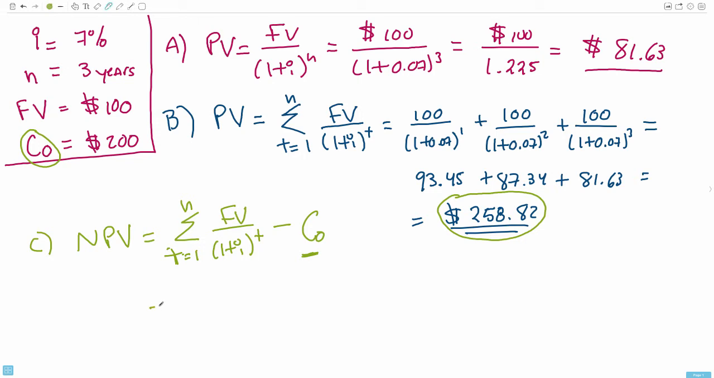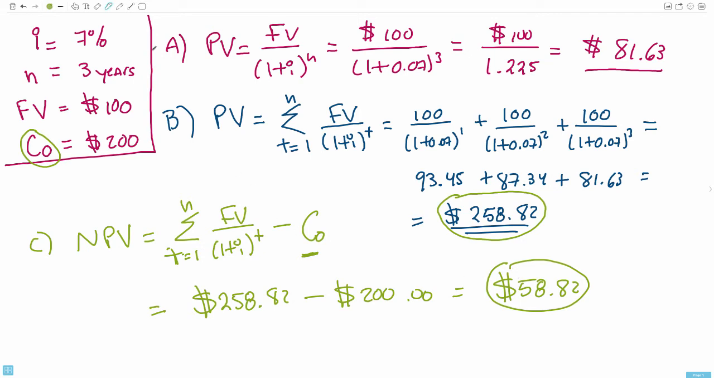So essentially, if you plug the numbers again, this is going to give you $258.82 minus the total cost of $200, which again could be your investment, the cost of production, or however you want to measure cost. This is going to give you a net present value today, of course, of $58.82.